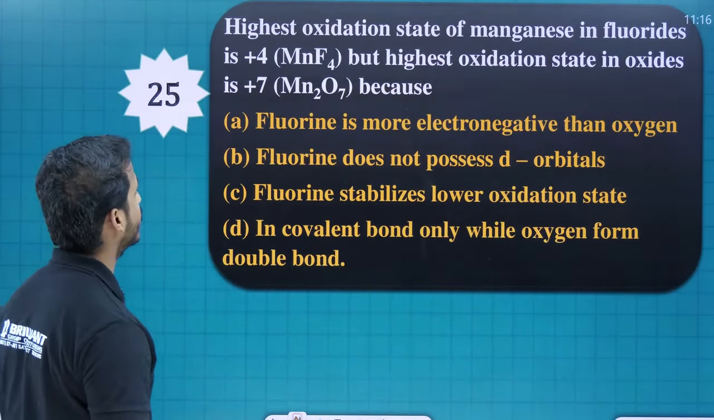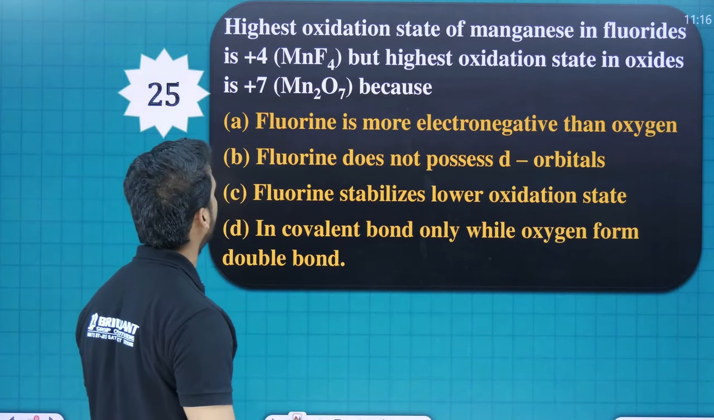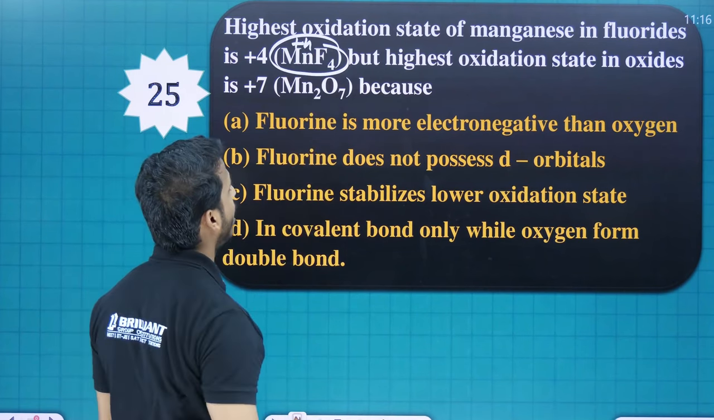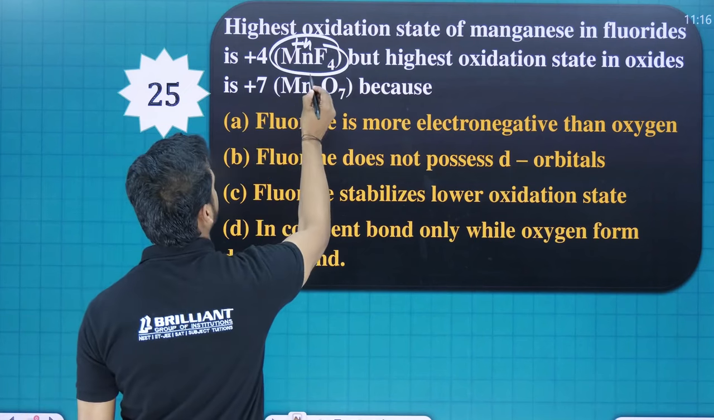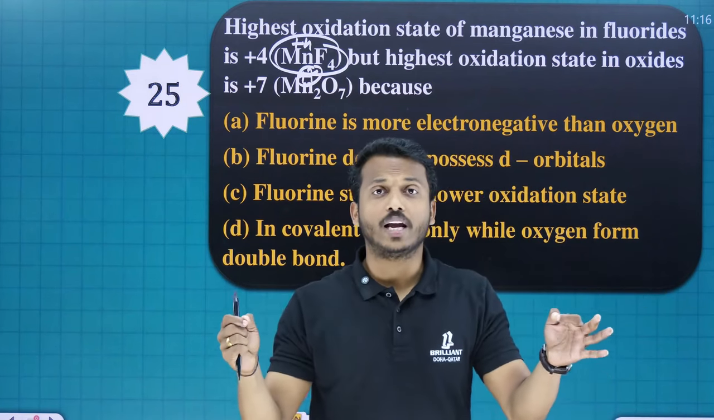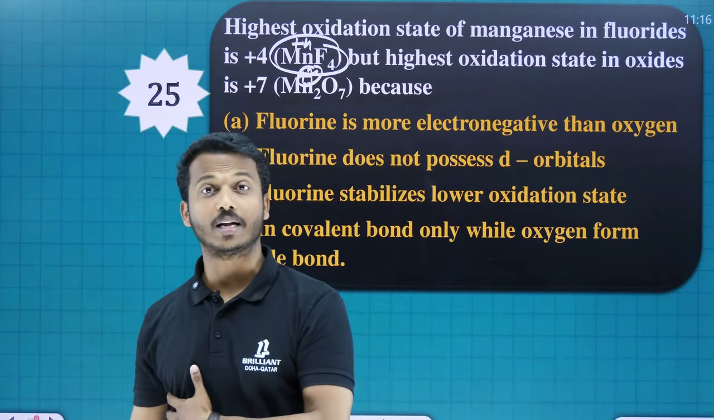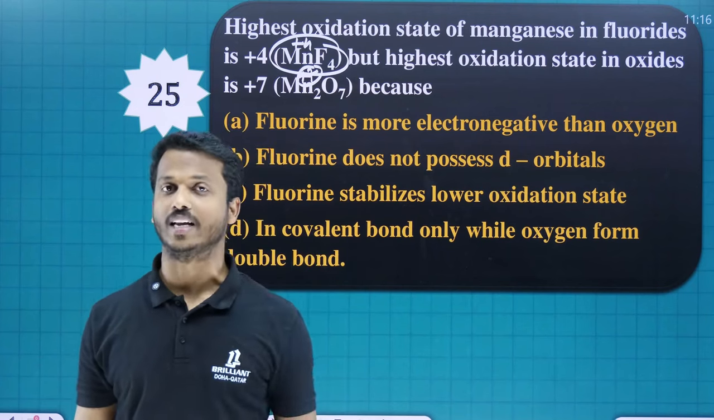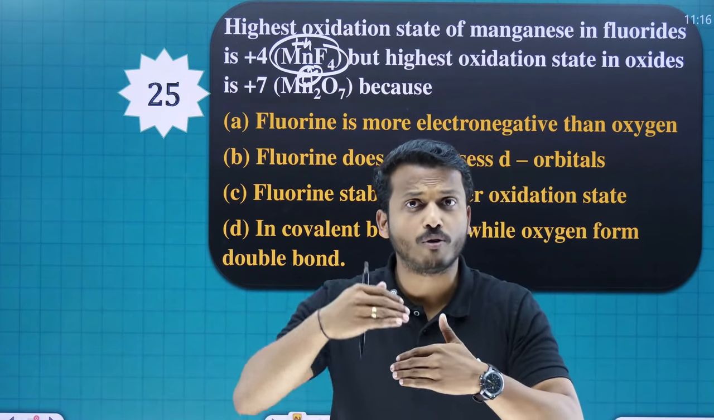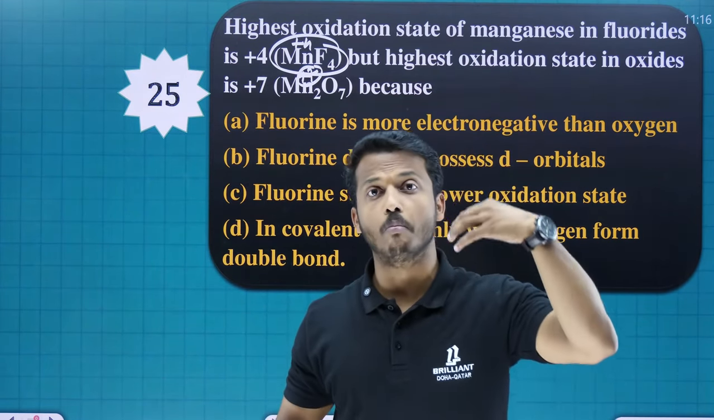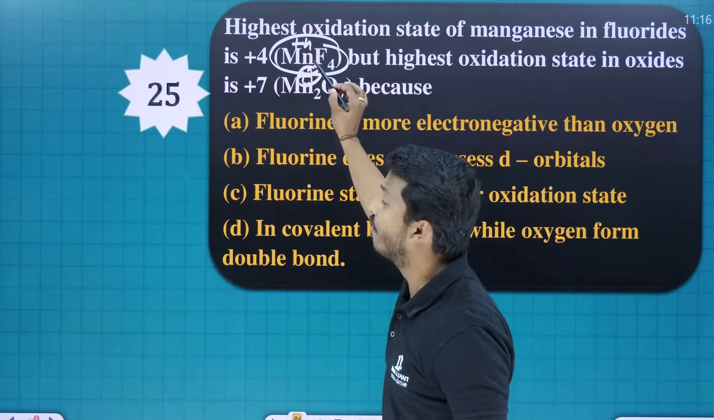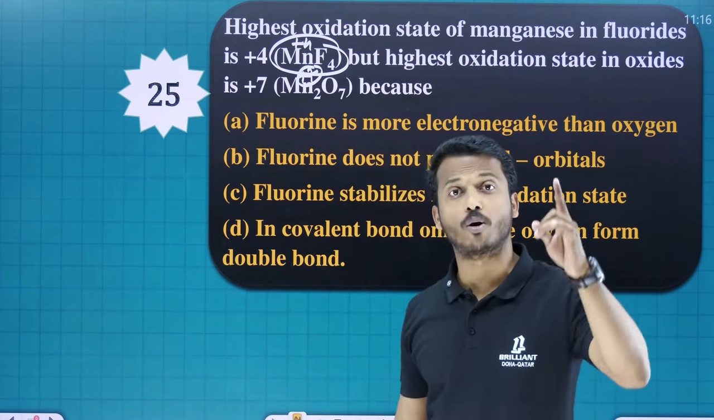Stannic. Next one: the highest oxidation state of manganese in fluoride is +4. MnF4 means Mn is in +4 state, but the highest oxidation state in oxide is +7. What is the reason? We know higher oxidation states of transition metals are stabilized only by fluorides and oxides, because fluorine and oxygen are the most electronegative elements. But compared to fluoride, oxides give more stability, or oxides form very high oxidation states. Here you see fluoride forms +4, but oxide can form +7.